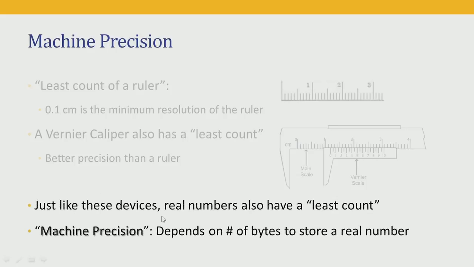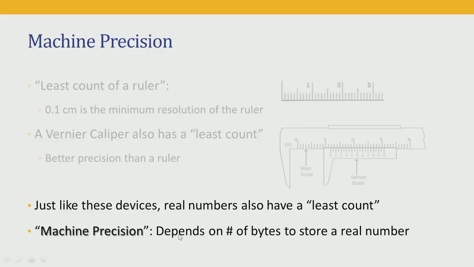Okay. Just like these devices, the real numbers in a computer representation have a least count. So, between a number a and a number a plus epsilon, there does not exist any number, and that is what the machine precision is about. It is about the least count of that particular computer.